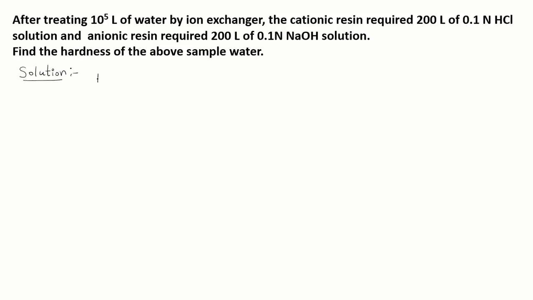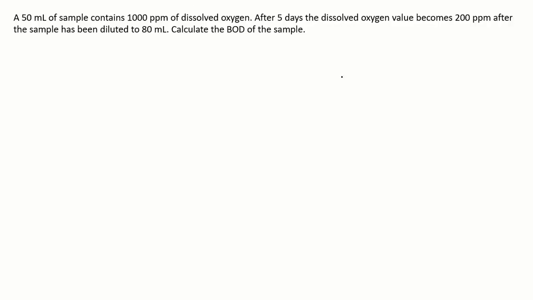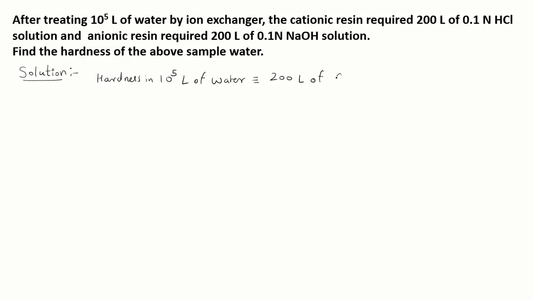Okay, so we'll write hardness in 10 raised to 5 liters of water is equal to 200 liters of 0.1 normal HCl. Okay, 10 raised to 5 liters of water contain hardness which is equivalent to 200 liters of 0.1 normal HCl. Now this 0.1 normal HCl we can write in terms of calcium carbonate equivalent.